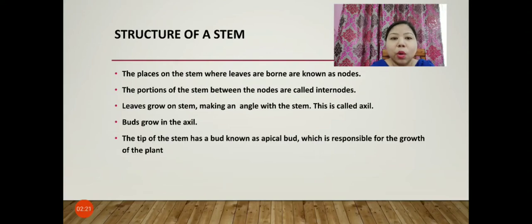The place on the stem where leaves are born are known as nodes. The portion of the stem between the nodes are called internodes. Leaves grow on stem making an angle with the stem. This is called axil. Buds grow in the axil. The tip of the stem has a bud known as apical bud, which is responsible for the growth of the plant. Now, let's understand the structure of the plant by watching this video.